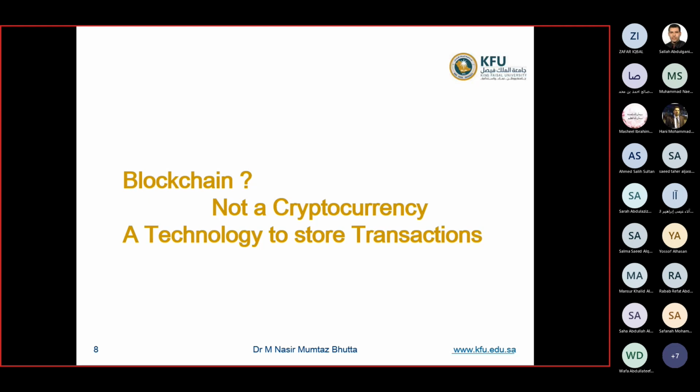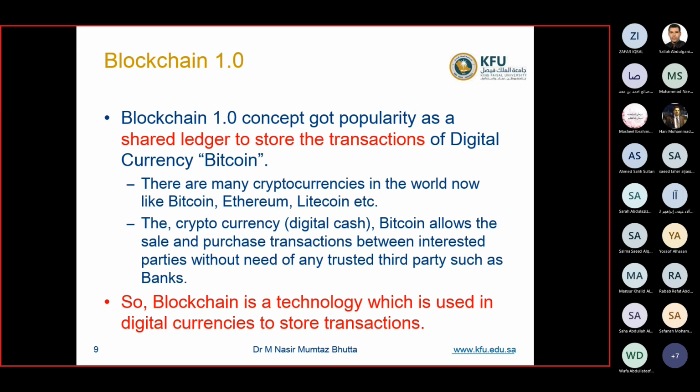The misconception is that blockchain is a cryptocurrency. No, it's a technology which stores transactions. Cryptocurrency is different; it is just using the blockchain technology to store its transactions. So I hope it is now clear that blockchain is not a cryptocurrency, it's a technology. Blockchain one is just the terminology. It started as a ledger for digital currency. The first digital currency which got popularity is Bitcoin, and it is the most expensive currency at the moment.